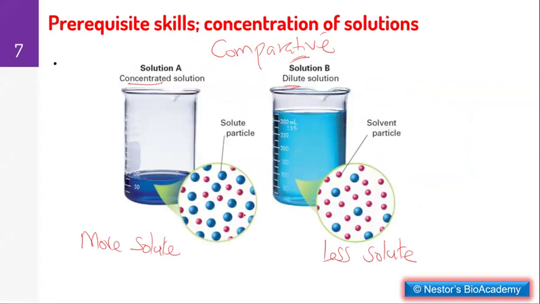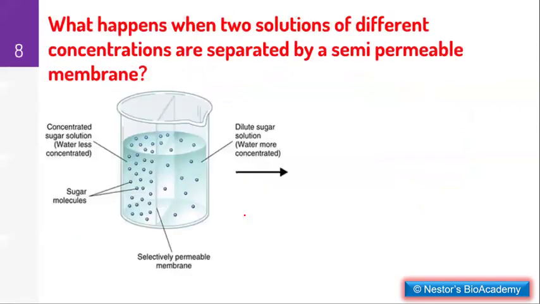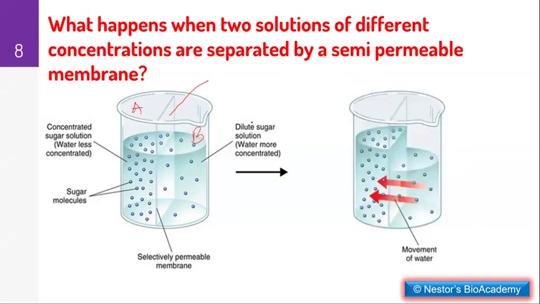And if we are to separate two solutions of different concentrations with a semi-permeable membrane, what is going to take place after some time? I want us to visualize this. I have two solutions here. Let me refer to this as A, and this at the end as B. If you look at this plane carefully, there is a semi-permeable membrane separating them. What is going to happen after some time?